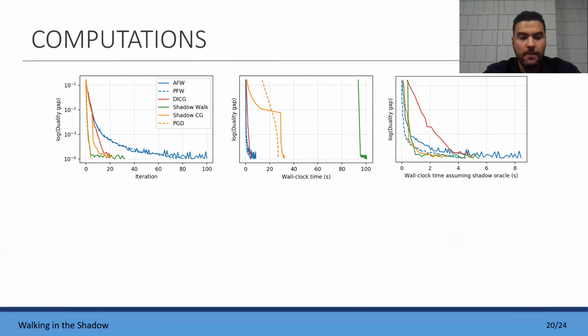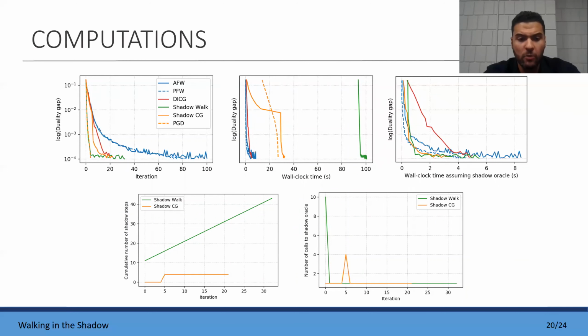We report the same behavior for the duality gap, but finally, we compare the cumulative number of shadow steps taken by shadow walk versus shadow CG in the plot on the bottom left. And we see that shadow walk takes significantly more shadow steps, and this is due to the introduction of Frank-Wolfe steps. Similarly, in the plot on the bottom right, we see that every iteration, shadow walk makes a lot more calls to a shadow oracle compared to shadow CG. Again, this is due to the addition of Frank-Wolfe steps.